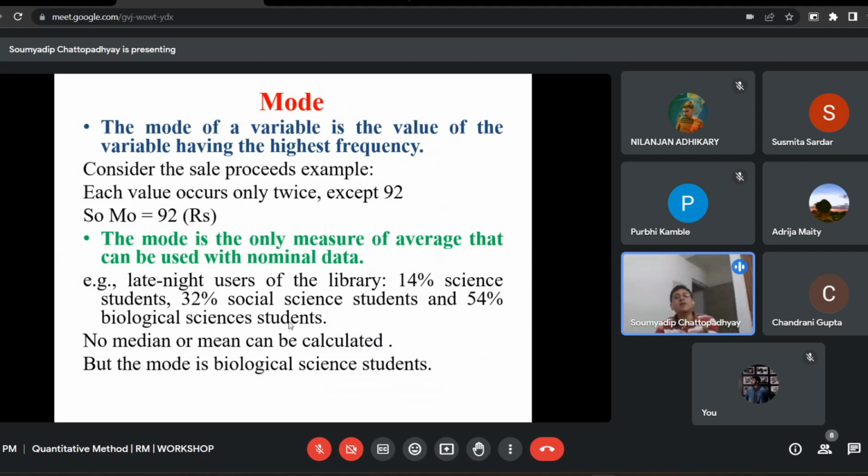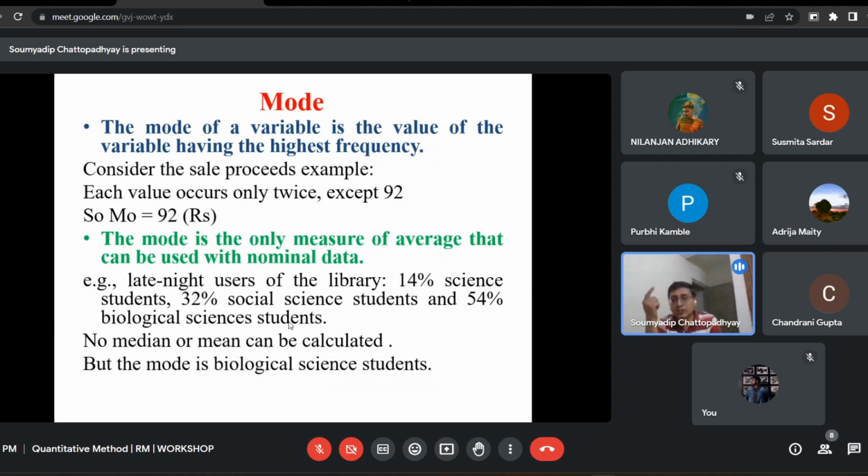Here, what is the type of data? It means you have students who are either from the science stream, or from the social science stream, or from the biological science stream. So you can always convert this categorical data into nominal data by assigning certain values. For example, you may assign 1 to science students, 2 to social science students, and 3 to biological science students.